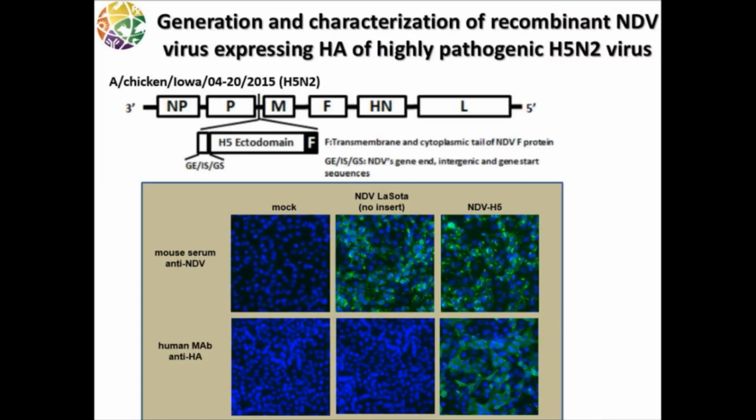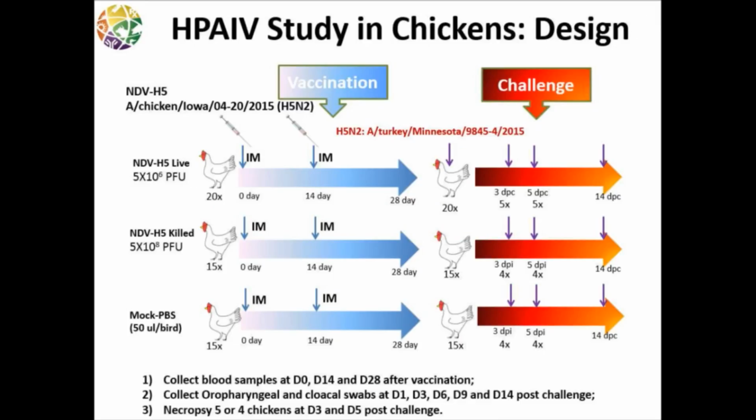At the same time, while we were doing this study, our colleagues at Mount Sinai School of Medicine developed a vaccine strain. They put the HA gene from the Iowa isolate of H5N2 from this outbreak. They confirmed expression of HA by IFA, and they sent it to us for trial. And here is the design of our experiment in chicken.